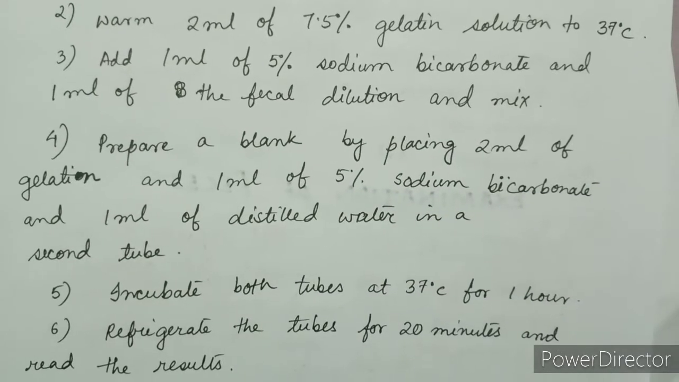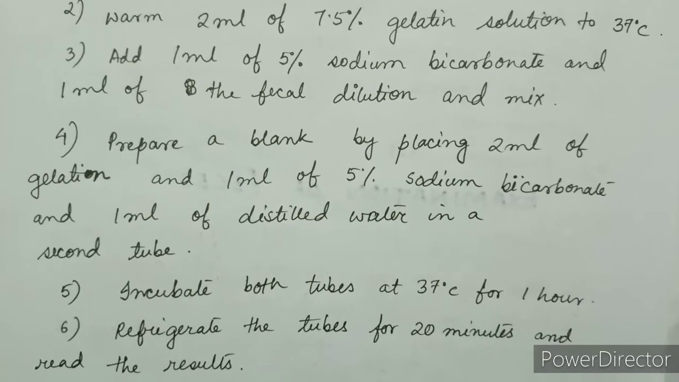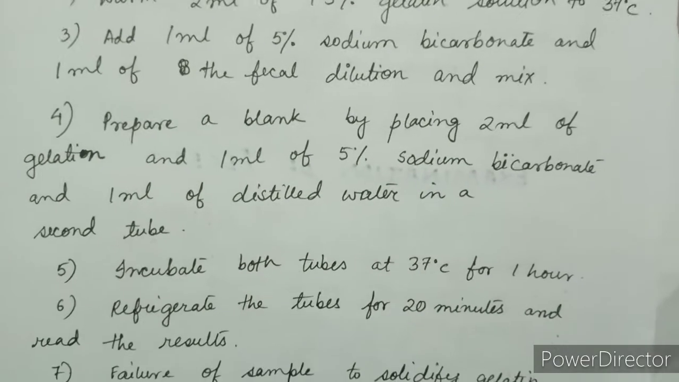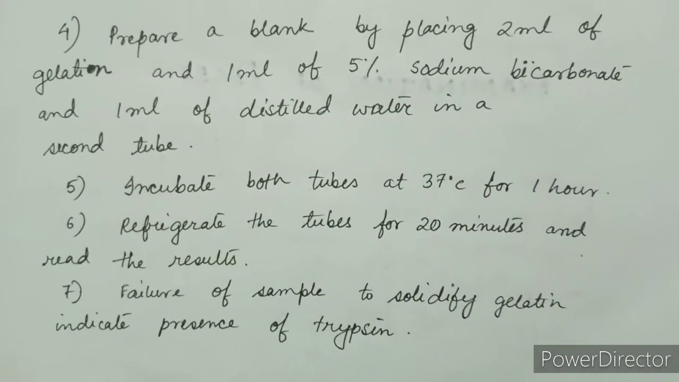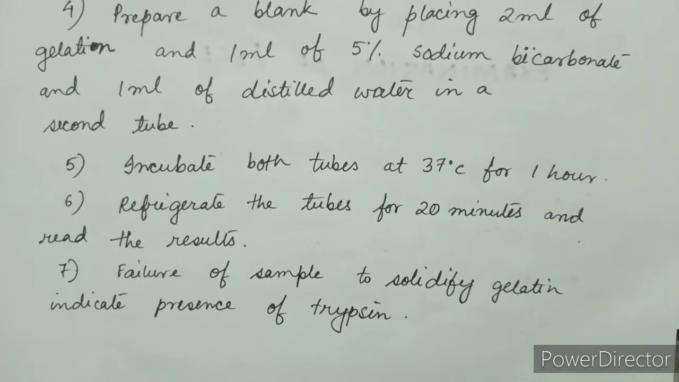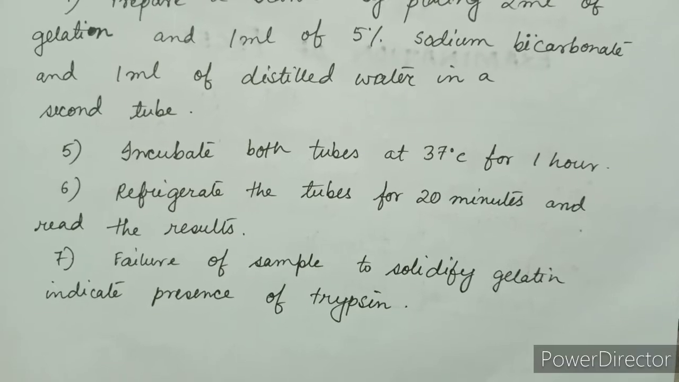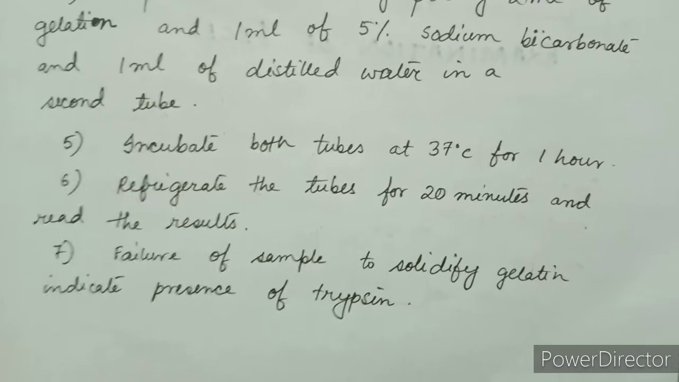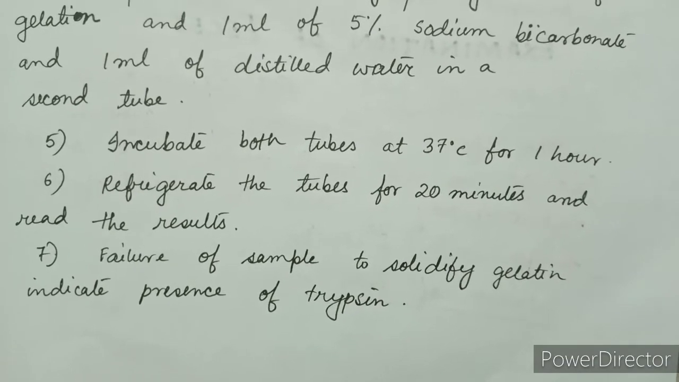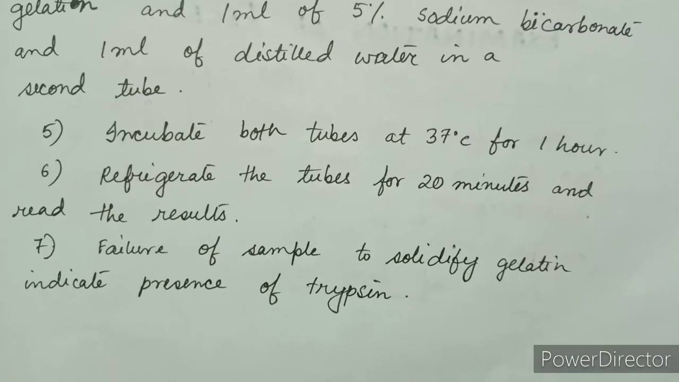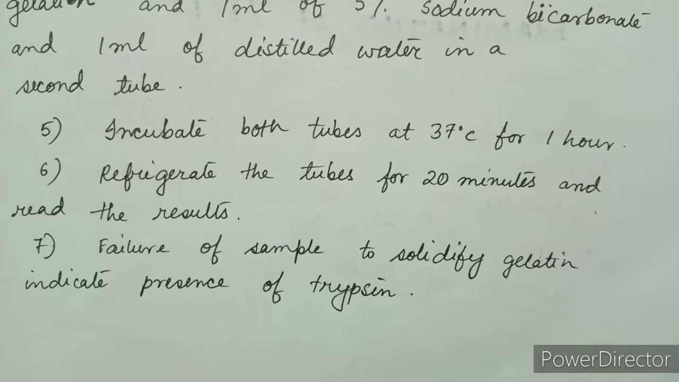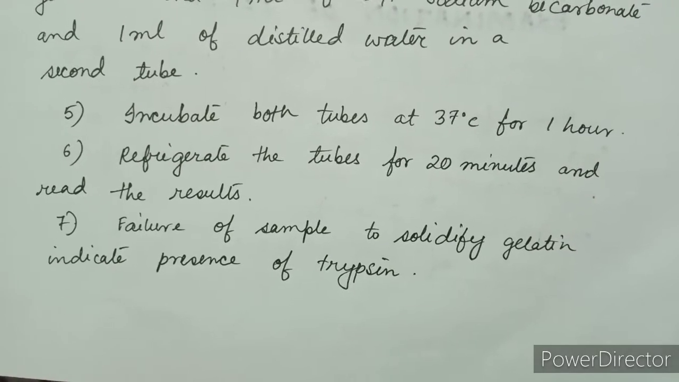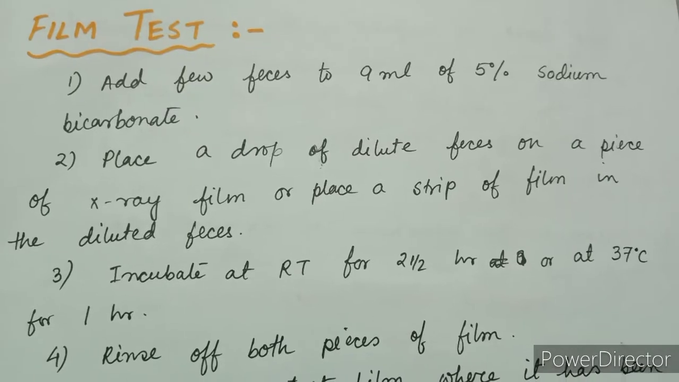Next, prepare a blank by placing 2 ml of gelatin, 1 ml of 5% sodium bicarbonate and 1 ml of distilled water in a second tube. Next, incubate both tubes at 37 degrees Celsius for 1 hour. Next, refrigerate the tubes for 20 minutes and read the results. Failure of the sample to solidify gelatin indicates presence of trypsin.